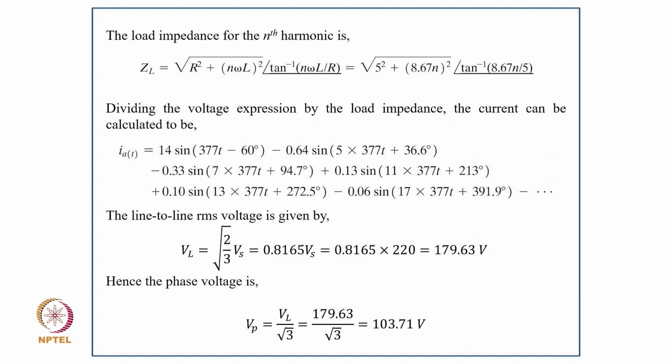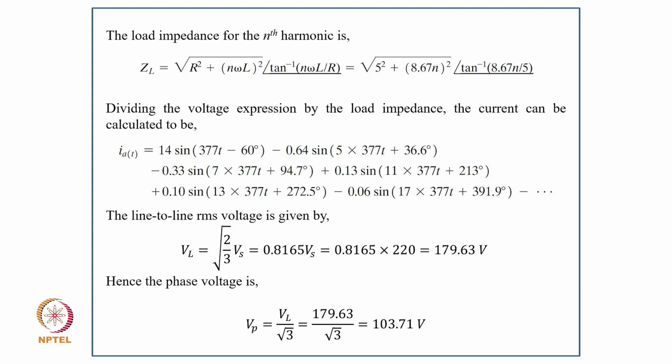Similarly, minus 0.33 sin 7 into 377 t plus 9. Similarly, 0.13 sin 11 into 377 t plus 213 degree. Similarly, 0.1 sin 13 into 377 t plus 272.5 degree, minus 0.06 sin 17 into 377 t plus 391.9 degree.